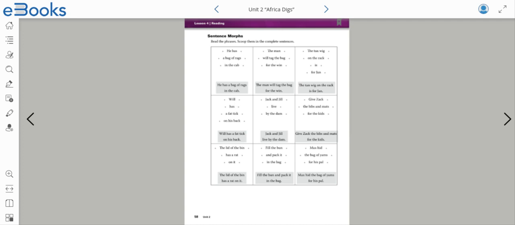Will has a fat tick on his back. Jack and Jill live by the dam. Give Zach the bibs and mats for the kids.